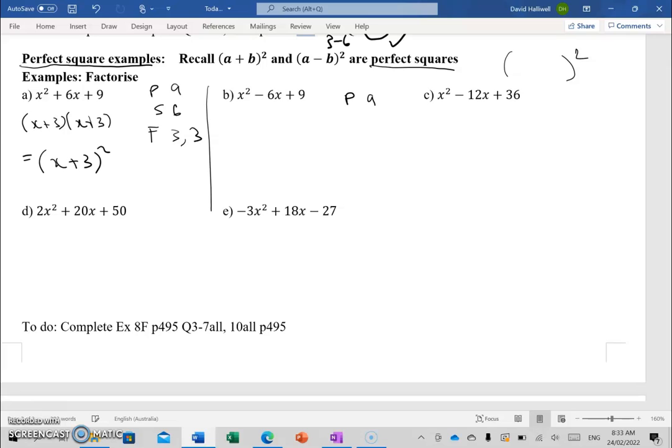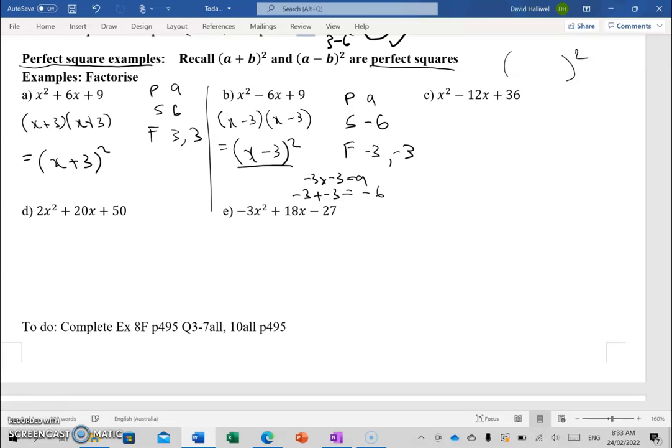Next one, write down x squared minus 6x plus 9. So we see a product of 9, a sum of negative 6 factors. Once again, I think 3 and 3 are good, but we need a sum of negative 6, so we're going to chuck a negative on both. So negative 3 times negative 3 is 9, and negative 3 plus negative 3 gives negative 6. So the factors we are after are negative 3 and negative 3. So x minus 3 times x minus 3, or the shortcut is x minus 3 all squared.